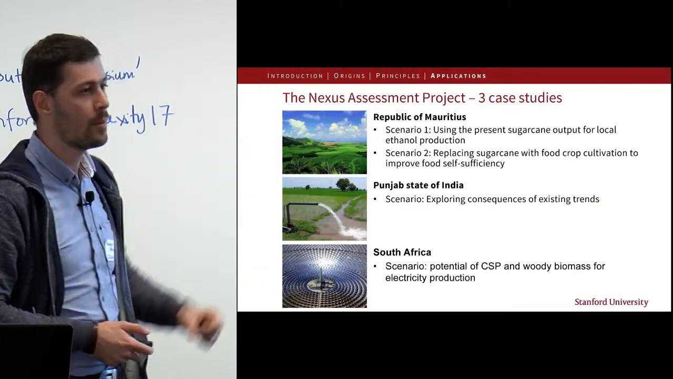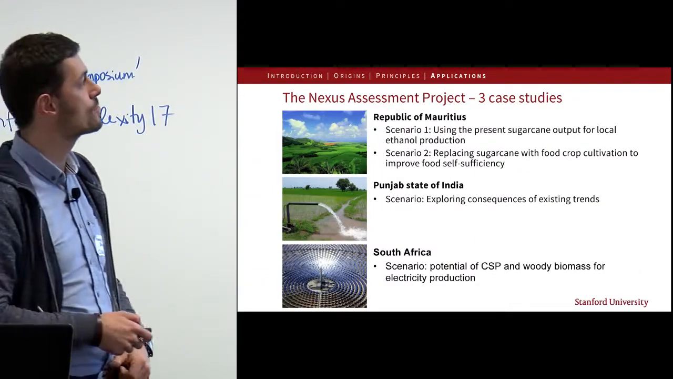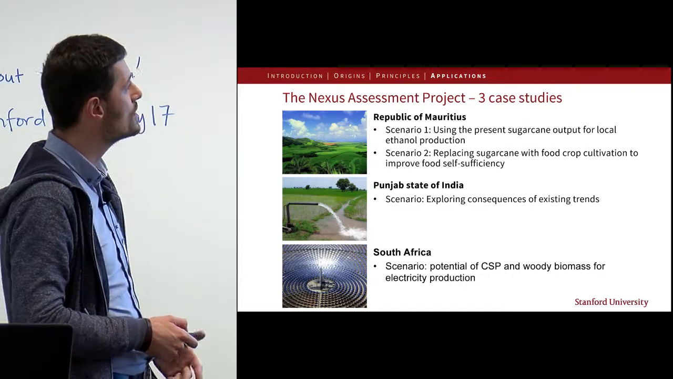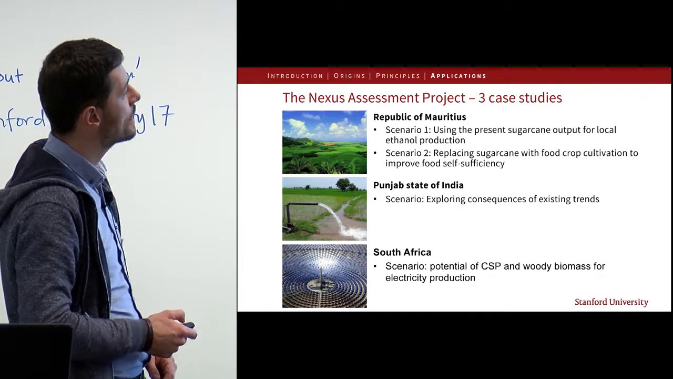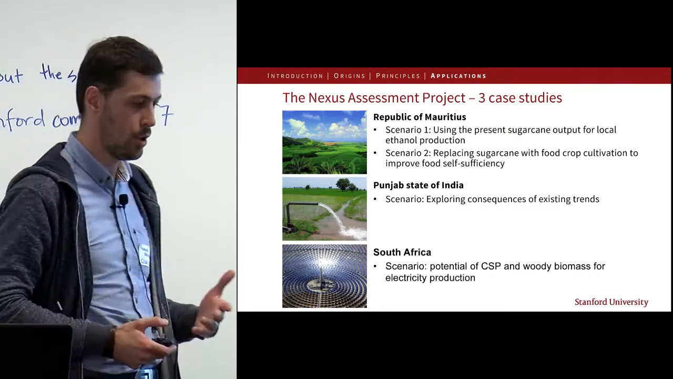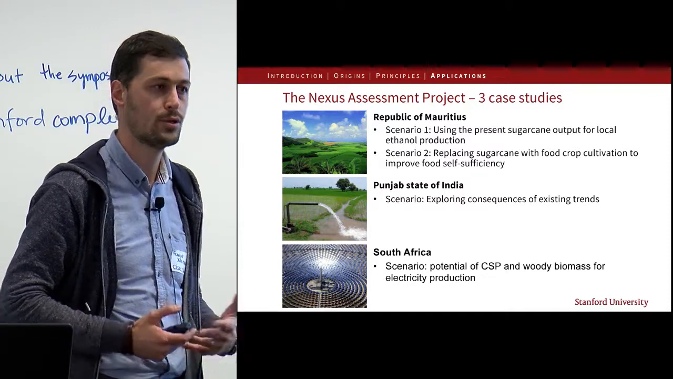So we were asked by the FAO to develop this through 3 case studies. I will not detail them here, just to mention, for instance, in the Republic of Mauritius, we were asked, they had a problem of overproduction of sugarcane.